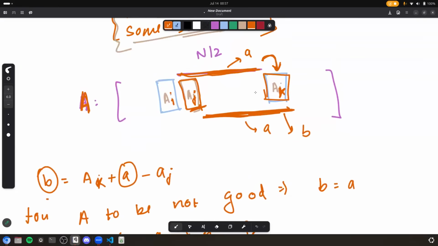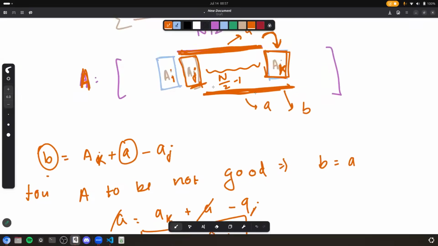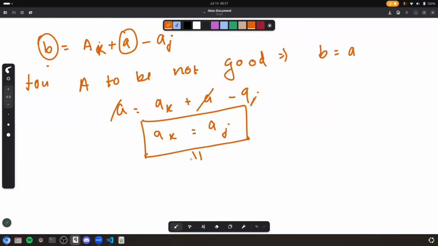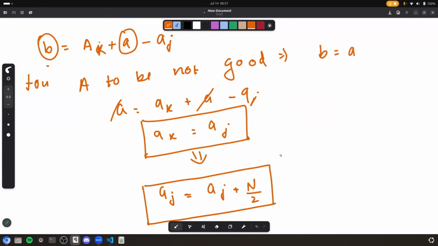And we also know one thing, that this had size n by 2. So there must be n by 2 minus 1 elements in front of AJ in this subarray. And then the next element was this. So K must be equal to J plus n by 2. So we can further simplify this equation as AJ must be equal to A(J plus n by 2). This.